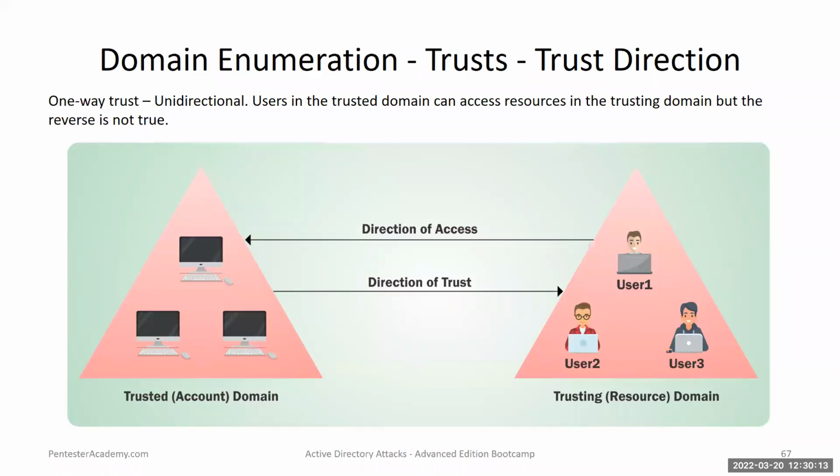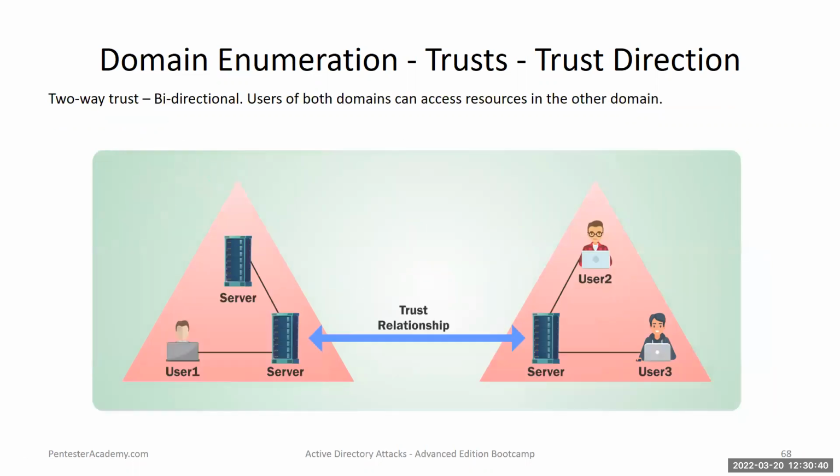So some properties of a trust could be a one-way trust, that is where only users from a particular domain can access the resources of another one, but the other way around would not be true. Please always keep in mind that the direction of access is opposite of the direction of trust. And then there could be two-way trusts, where users and resources from both the domains can access each other.